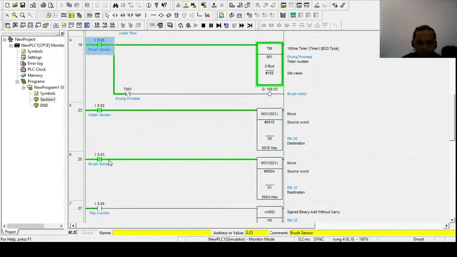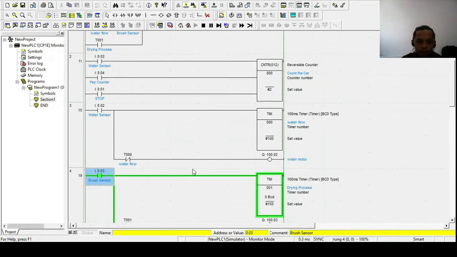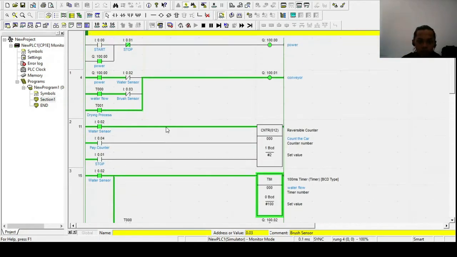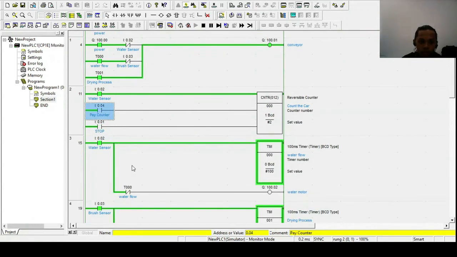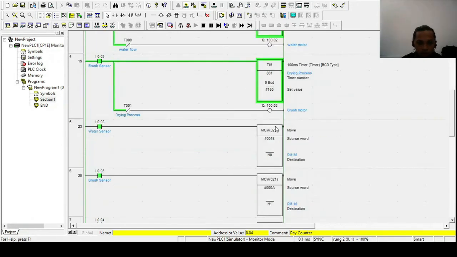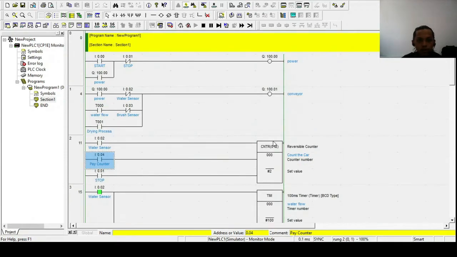When the process detects the drying process, it will tell the customer it is 10 ringgit for the drying process. Now after the drying process ends, the car is dry, so the conveyor moves until the driver needs to pay. Touch the pay counter, the counter becomes 0, and it tells the customer that the amount of money is 40 ringgit. This is maybe a display at the car wash center telling the customer that 40 ringgit is to be paid. So that's all for the conventional method.